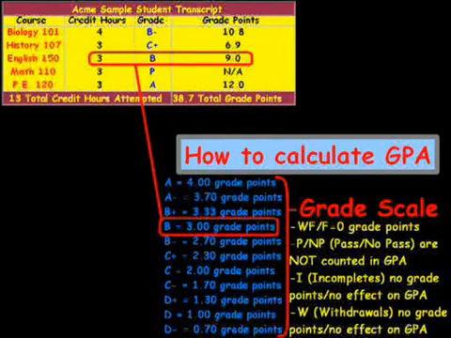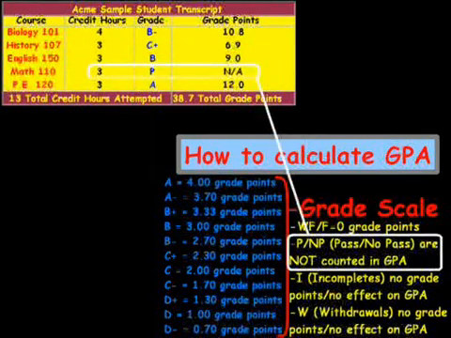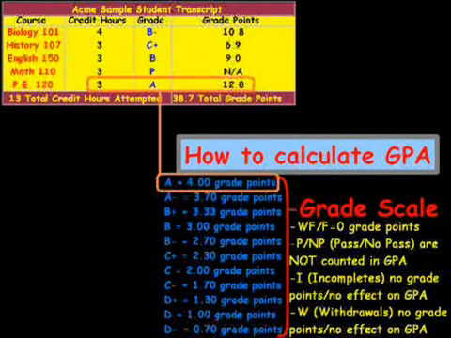For the English 150 class, we have 3 credit hours times a B. A B is a 3.0 grade, 3 grade points, and 3 times 3 is 9. Now the Math 110 class here, they took it as a pass, no pass, and they passed, so it's not counted toward a GPA, and it's not counted toward attempted credit hours. And then we have the last class, P120. We had 3 credit hours, and we have 4 grade points times 3 credit hours will give us 12 grade points there.